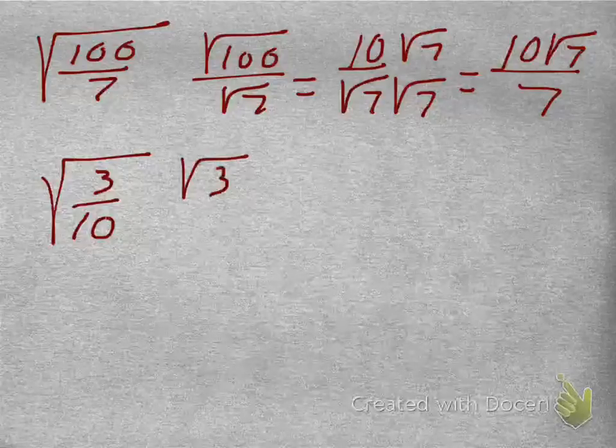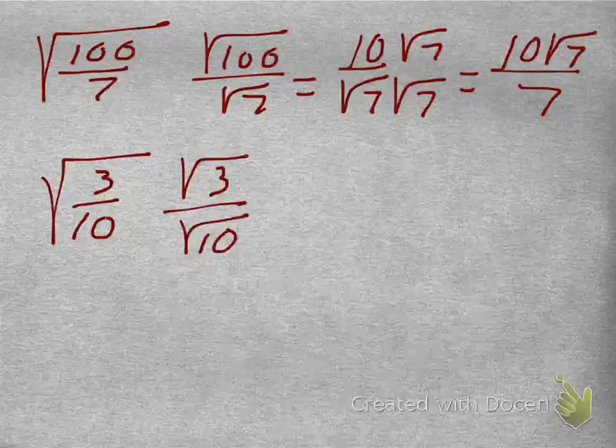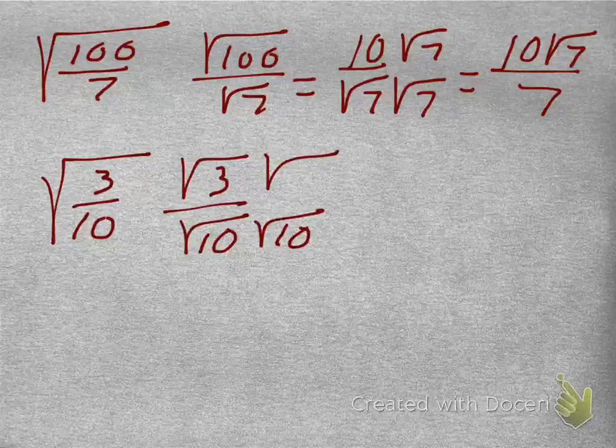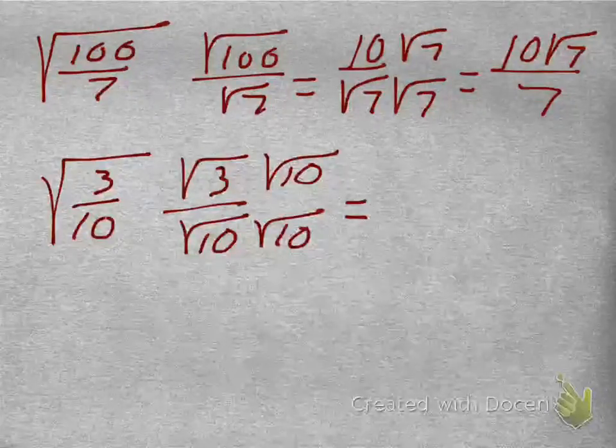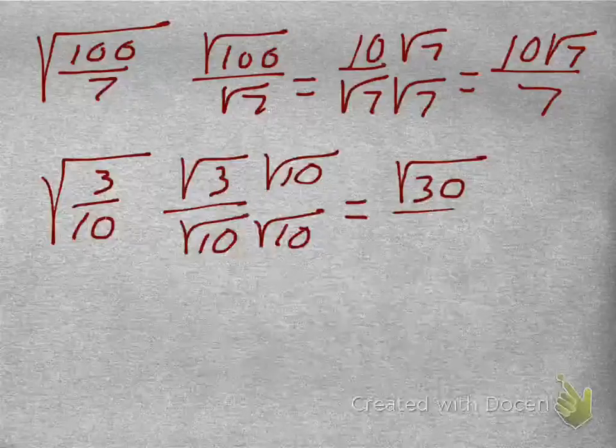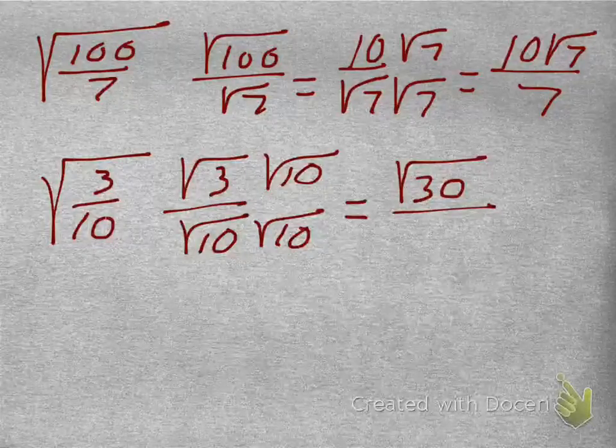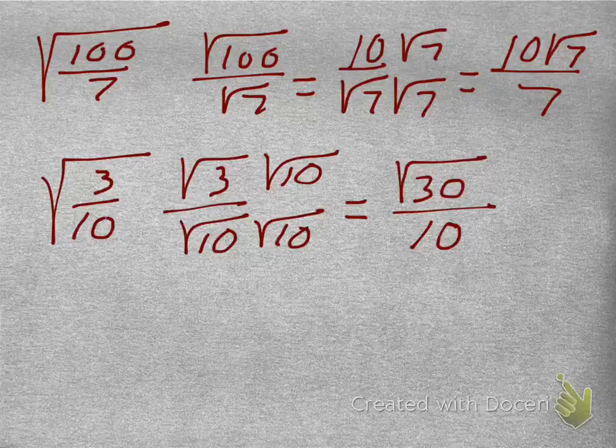Our bottom one, square root of 3 over the square root of 10. Neither are perfect squares, that is. So we're going to multiply the top and the bottom by the square root of 10. Gives us the square root of 30. Now this is the square root of 100, but we know that that's just 10.